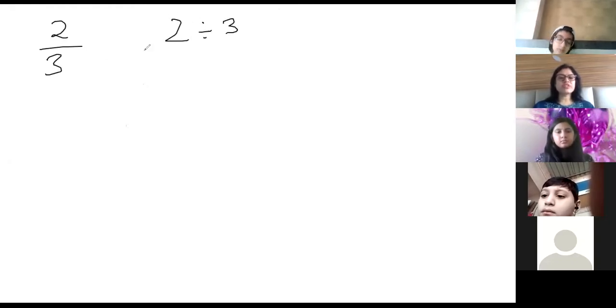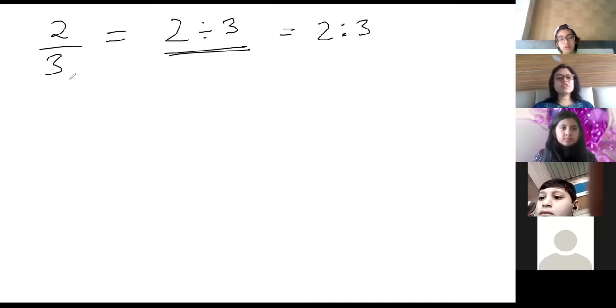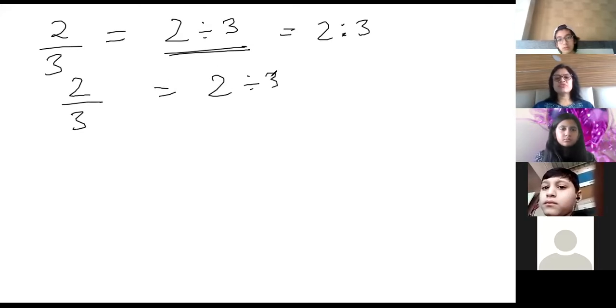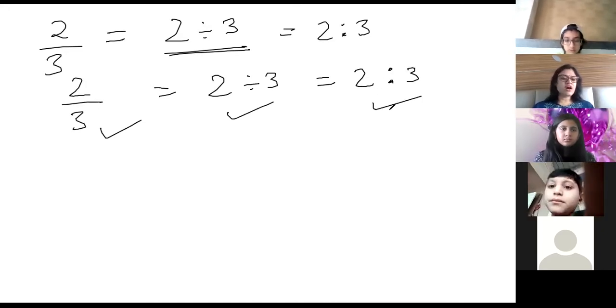Fraction can be written in divisor form also, and ratio form also. It can be written like this also. So all these three things have the same value. 2 by 3 can be written as 2 divided by 3. It can also be written as 2 is to 3. So all these three things are the same thing.